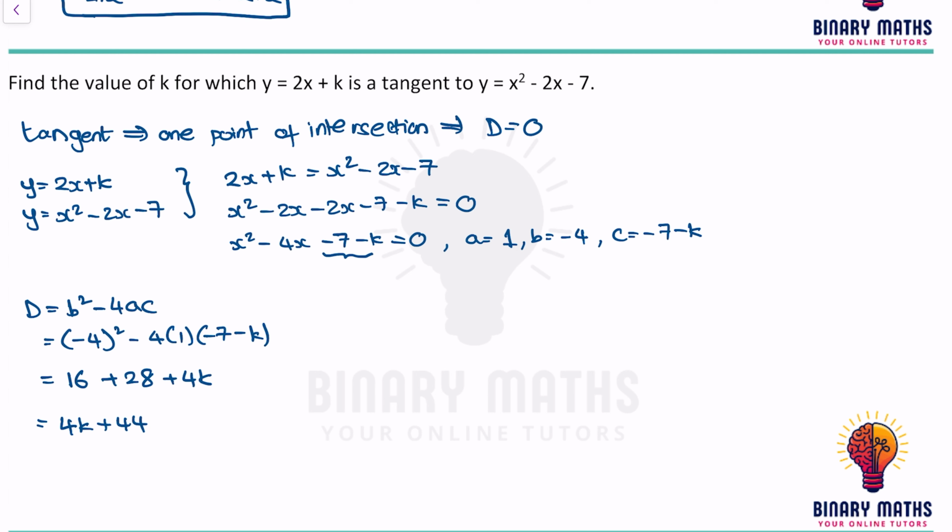Now remember, from initially I did say discriminant is equal to 0, which implies 4k plus 44 must be equal to 0, which means 4k is equal to negative 44, which means k is equal to negative 44 divided by 4, which is negative 11.